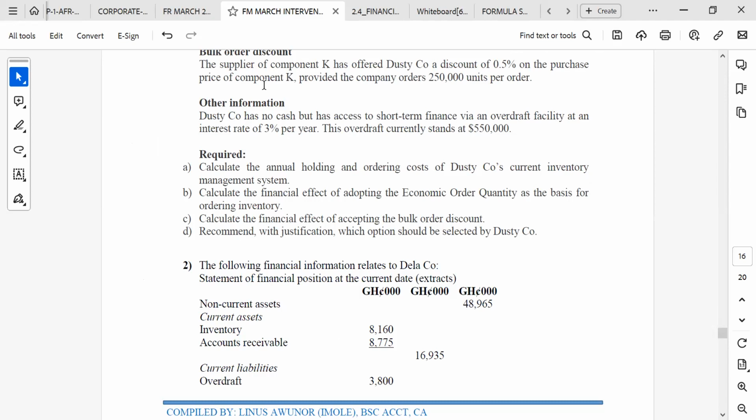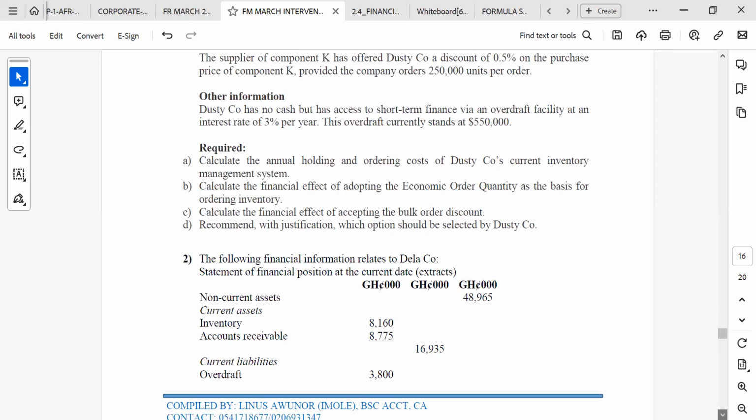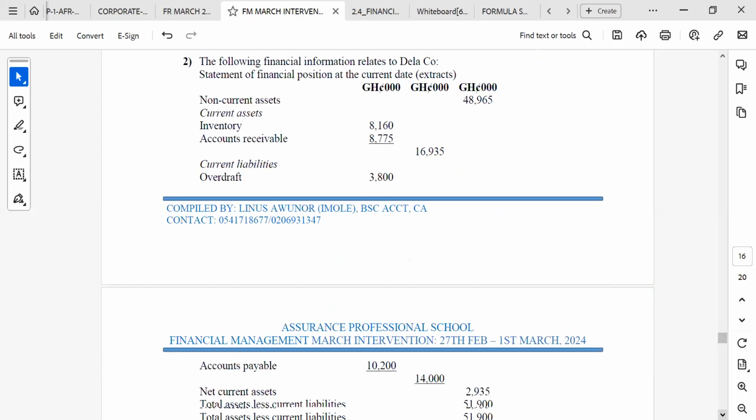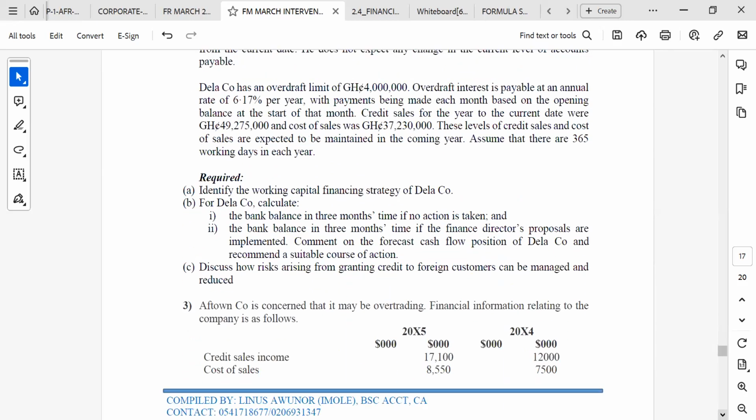So that is inventory management. It is likely that they will bring inventory management on the bulk purchase, or it will be like this, but it will not be the same question. It was only once that they have examined the inventory management. They have examined the cash management like 3 times already. The Miller-Orr model, they have examined it like 3 times. They have also examined the receivables management, and it was only once that they examined the inventory management. So they can still bring it, or they will not bring it.